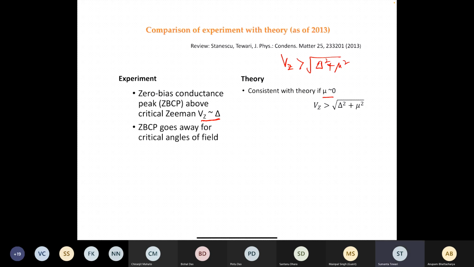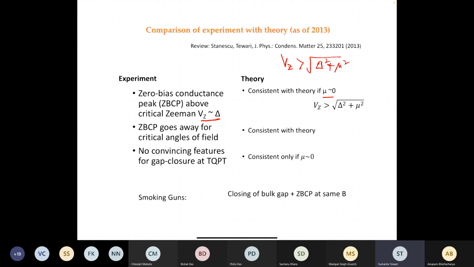Right now, the zero bias peak goes away for critical angles of the magnetic field. That is also consistent with theory. There are no convincing features for gap closure. This is what I was mentioning before. The gap does not seem to close as the magnetic field increases, but that you can also explain, and in fact we did explain that. You can explain that feature if your mu is close to 0. So that's not a big issue.